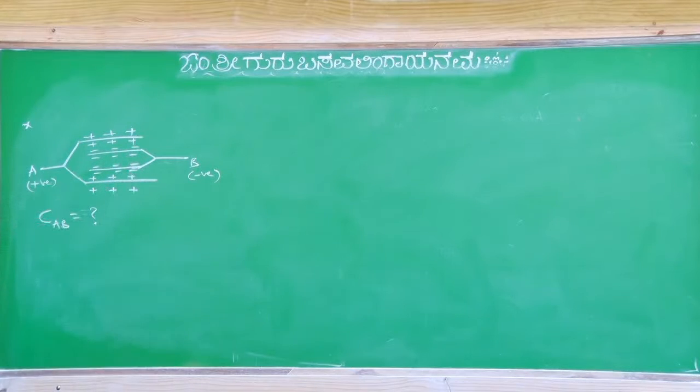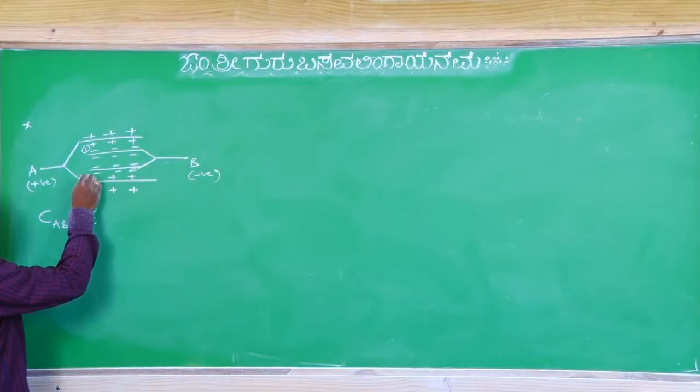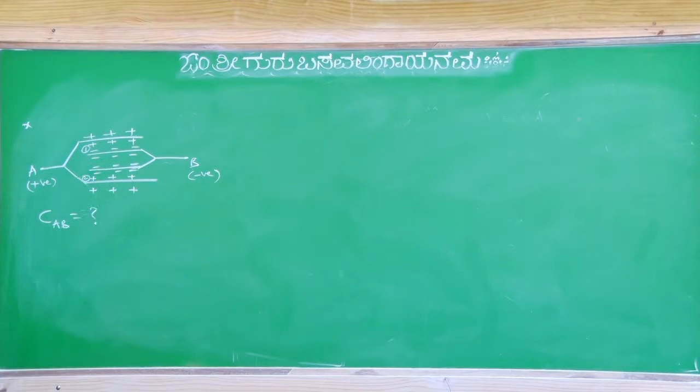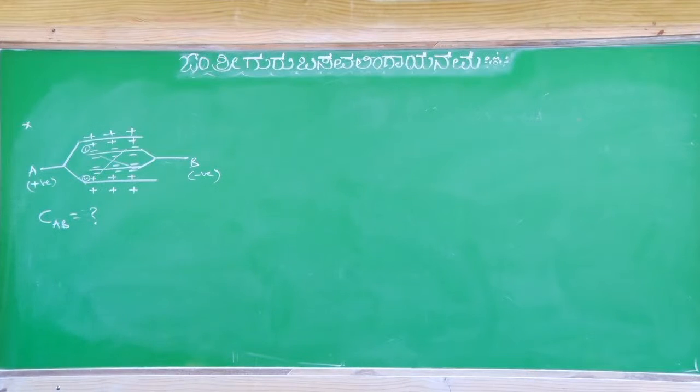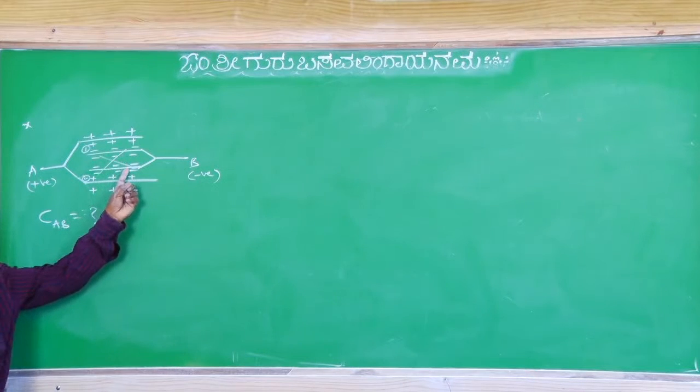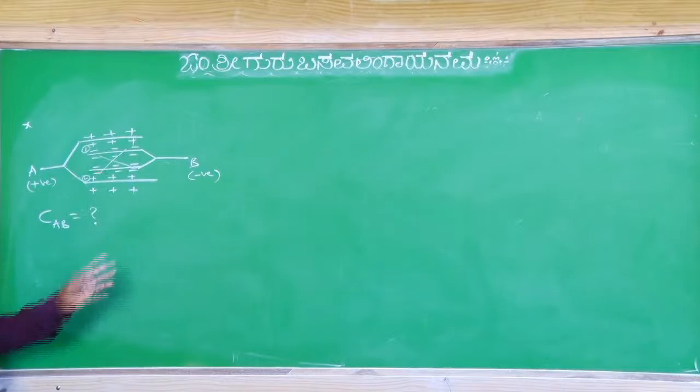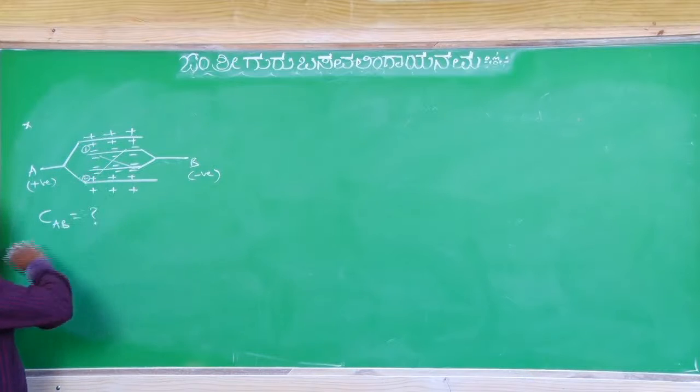By seeing this, how many capacitors are there? Only two. This is one capacitor and this is one capacitor. The middle region is not a capacitor. Why? Both are negatively charged plates. Both having the same charge means that is not a capacitor. Capacitor means one side positive charge, other side negative charge. So this one and this one are there.